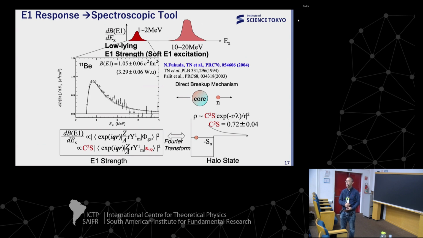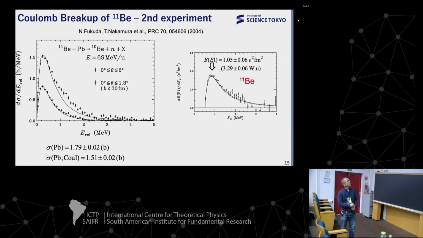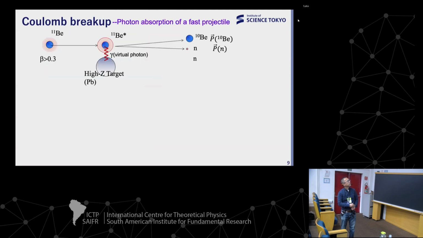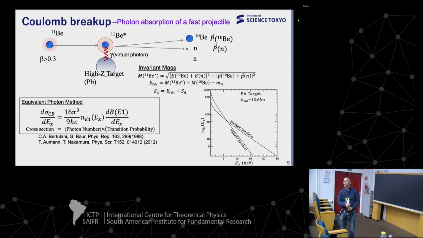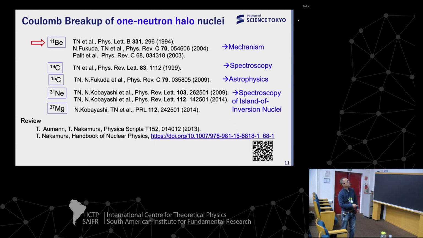Okay. Then I had another question about when you show this formula with the equivalent photon method, and you show the results with the cross sections of beryllium 11 on lead with two different angle ranges. With this formula, you showed the cross sections of beryllium 11 on lead for two scattering angles, small and large. Yeah, like this one.